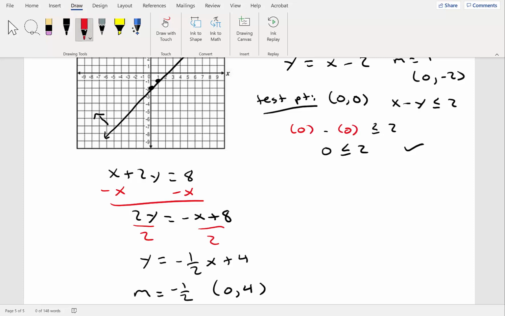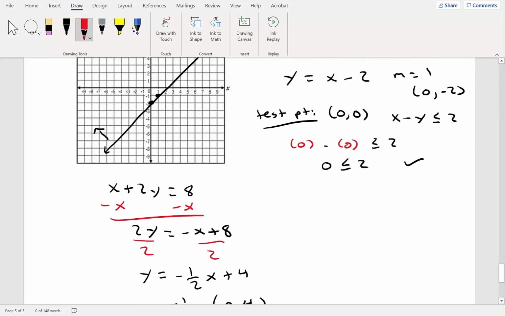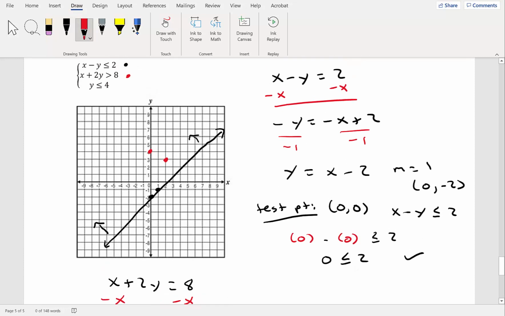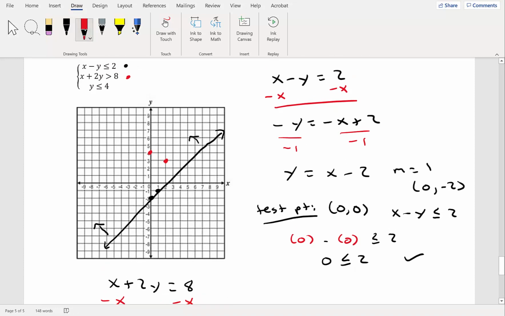Okay, so let's use this information and graph our line. We have 0, 4. And then my slope was negative 1/2, so it's telling me to go down 1 to the right 2. I get this point. And now our original inequality was just greater than, so that indicates we have a dotted line.